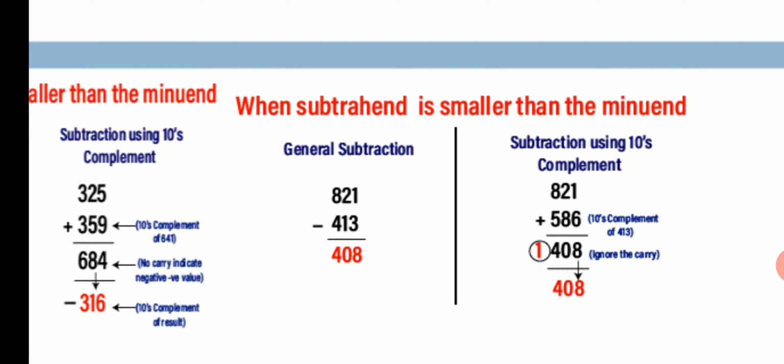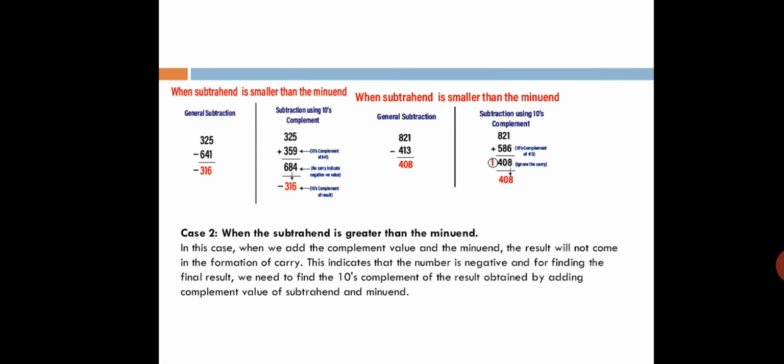You are going to get the carry, but in this case you have to ignore the carry. You are not adding it up. See, for 9's complement you are going to add the carry, but in 10's complement you are ignoring the carry. Remember this. Fine. You are not adding up the carry in this case in 10's complement. Okay, so you have to ignore the carry.